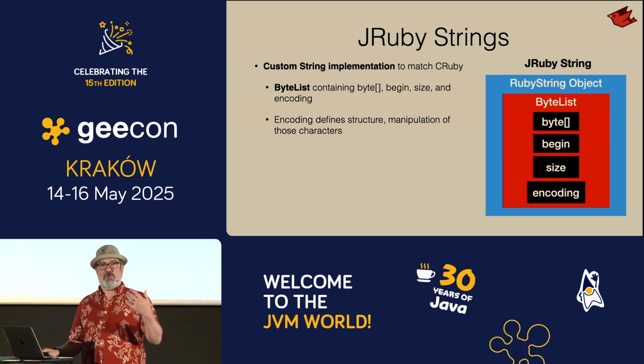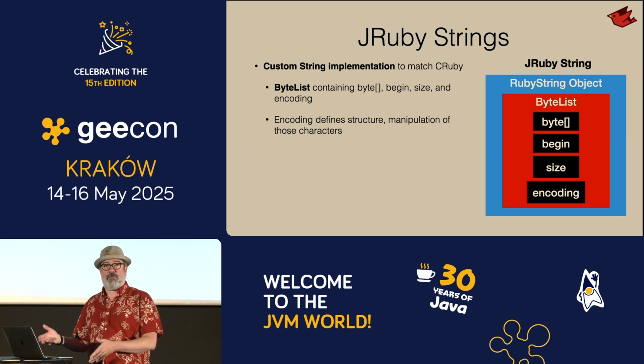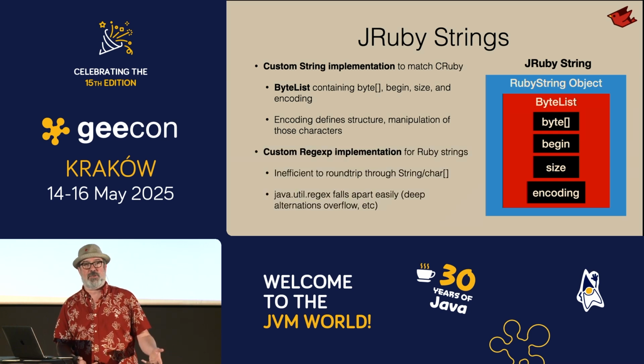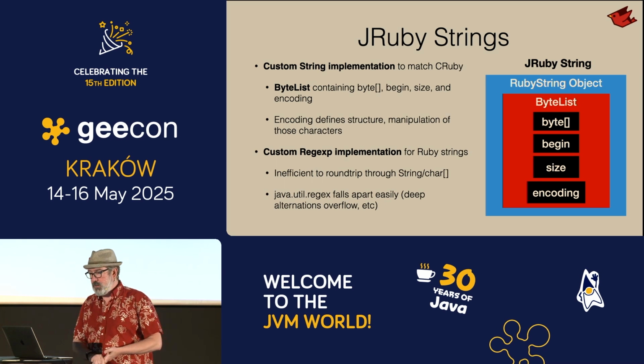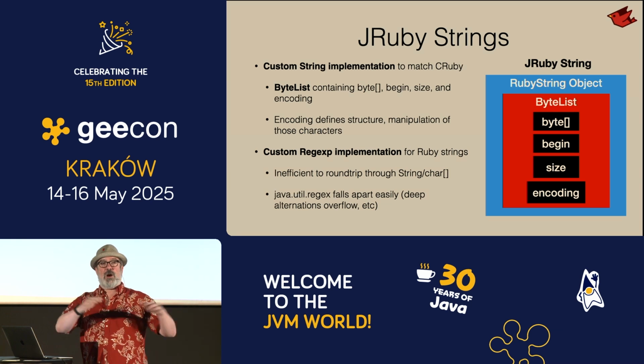Allows us to mutate the string in place, share a buffer across multiple byte lists for more efficient use of memory, and then we have an encoding object that represents how those characters are encoded in that byte array. Now, because we have our own string implementation, this also necessitated us building our own regular expression implementation. We ported a library from the C world called Oniguruma. Our library is called Joni, J-Oniguruma. And this allows us to do regular expression matches directly against a byte array of arbitrary encoding.